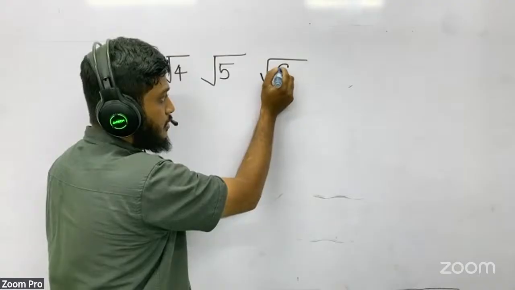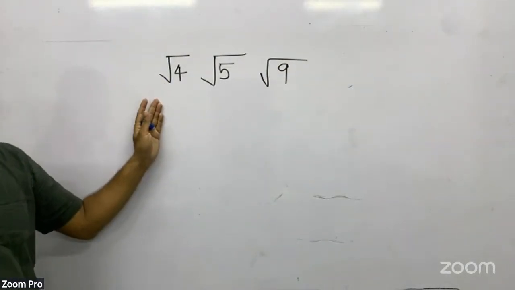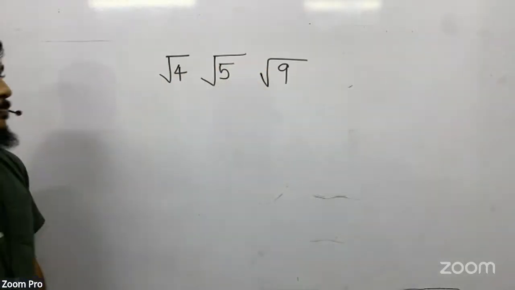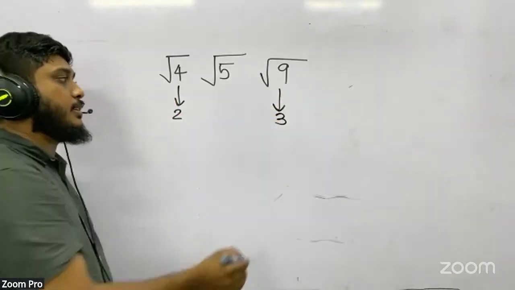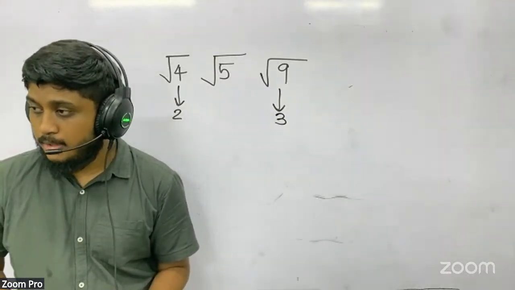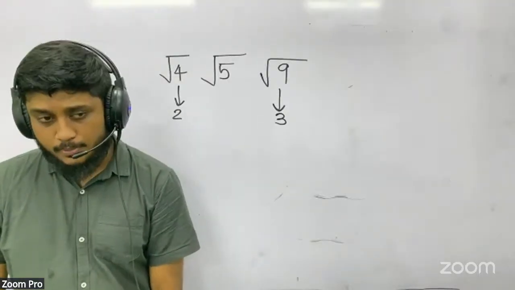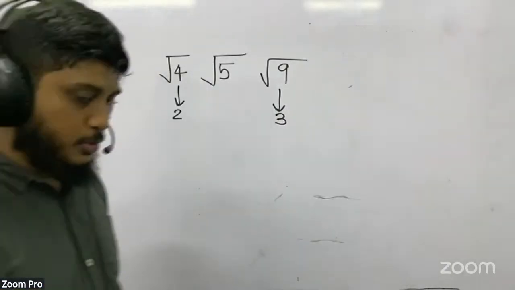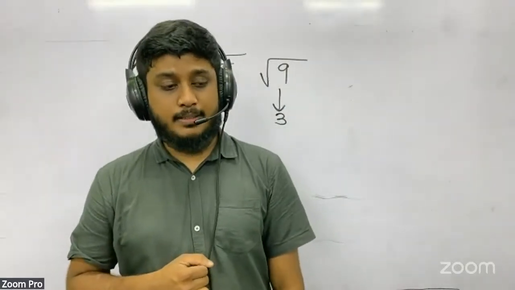Very good. Root 9. Root 4 is how much? 2. Root 9 is 3. Then the root 5 value should be something in between 2 and 3, so something like 2 point something. Now carefully see how we should do this. Putha, I will tell you a very easy way to do this. So listen carefully.